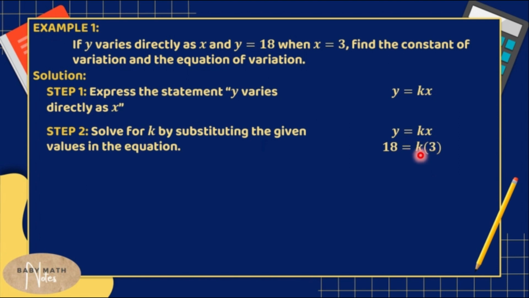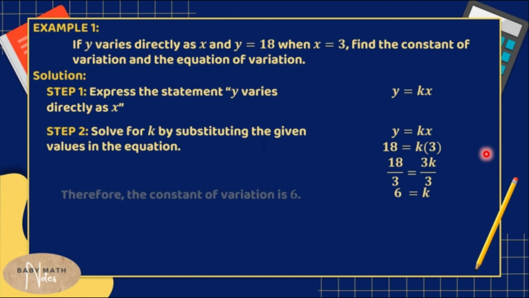So, 18 is equal to k times 3. So, therefore, 18 is equal to 3k. Right? Now, we are going to divide both sides by 3 since yung 3 ang kasama ni k. Kailangan si k na lang ang matira dyan. Yun ang goal natin. Pero kapag dinivide natin ito ng 3, kailangan i-divide natin yun dun sa kabilang side. Okay? So, 18 divided by 3 is 6. So, therefore, 6 is equal to k or k is equal to 6.